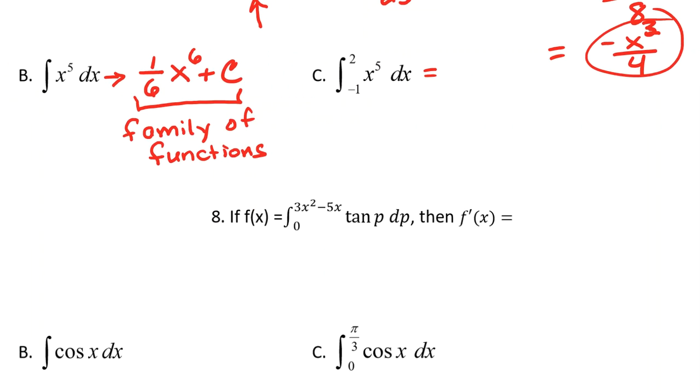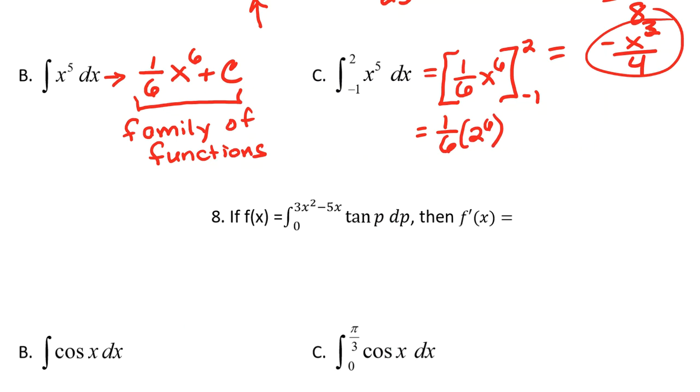So now we're using our capital F of B minus capital F of A. We've already found our antiderivative, so we pick the easiest one and evaluate it from negative 1 to 2. So we'll have 1/6 of 2 to the 6th. That should be a 64.